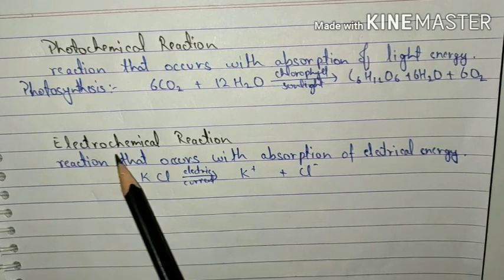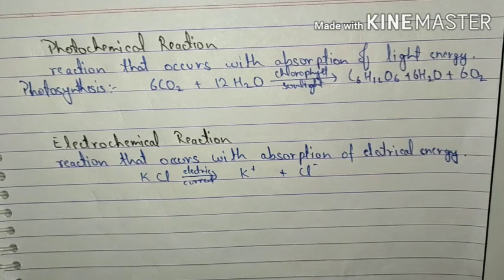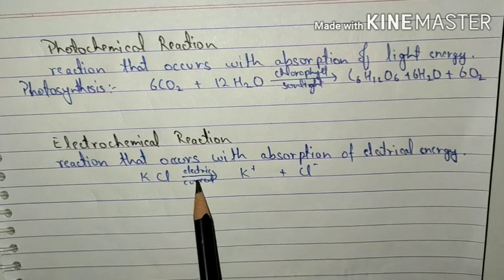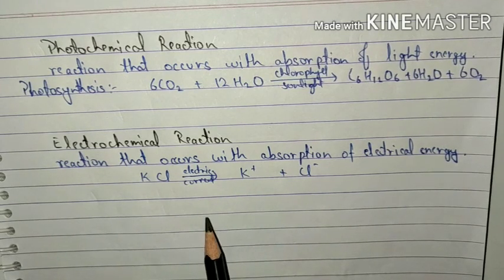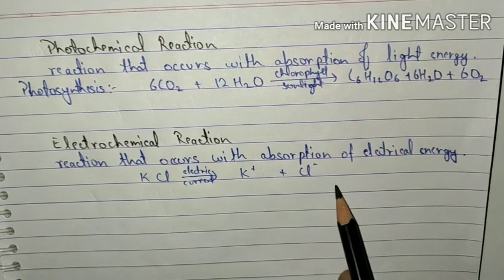Next one is electrochemical reactions. Again, the reactions which occur with absorption of electrical energy are known as electrochemical reactions. Again, these are different from electrolytic decomposition reactions, because there we had only a single reactant. However, this is not certain for electrochemical reactions. Let's see it with an example. If we take an aqueous solution of potassium chloride and pass electric current through it, we observe that it dissociates into K+ cations and Cl- anions.